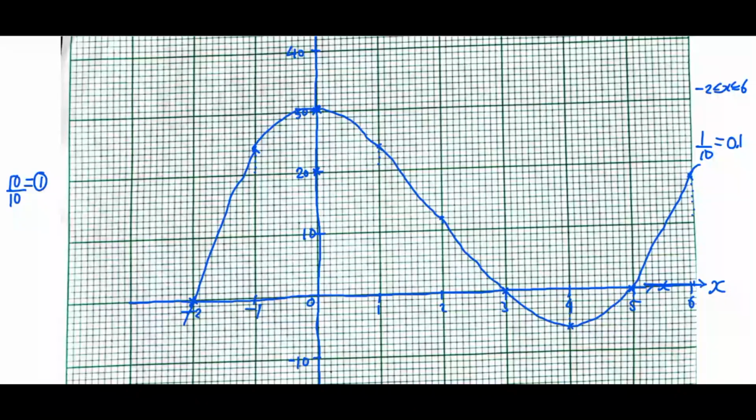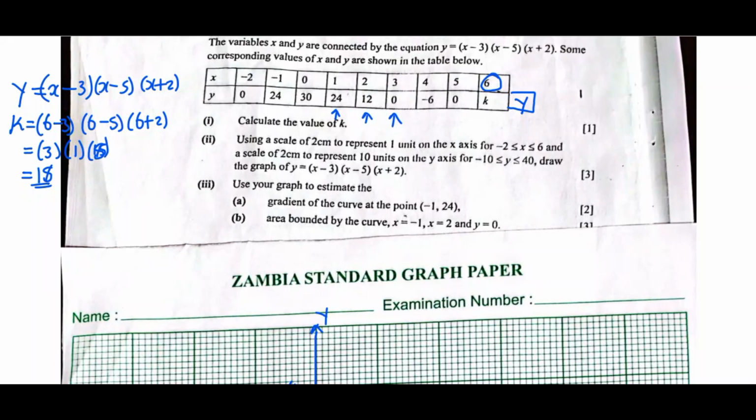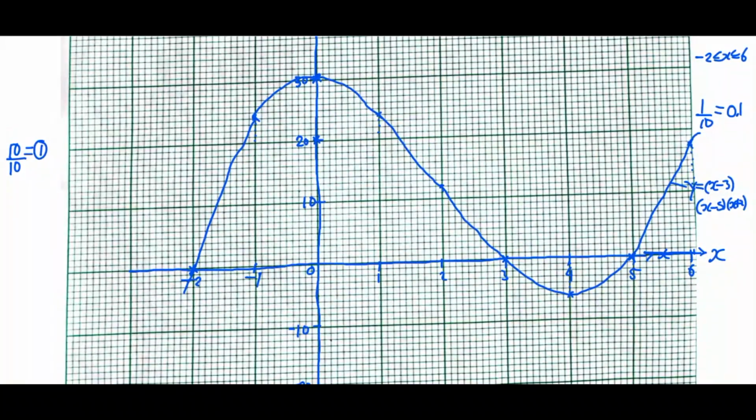So this is the original equation: x minus 3, x minus 5, then x plus 2. So we have our graph. Now let's move on to question Roman number 2. Use your graph to estimate the gradient of the curve at the point -1, 24. -1, 24 is this.